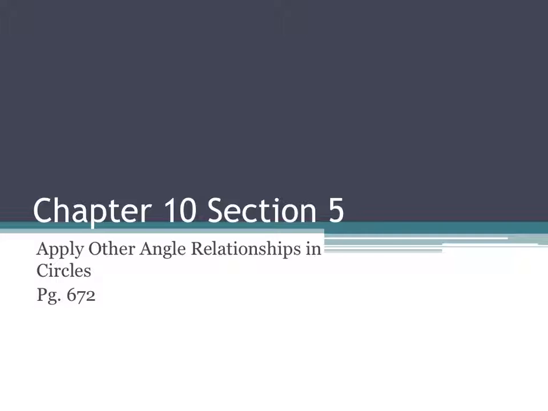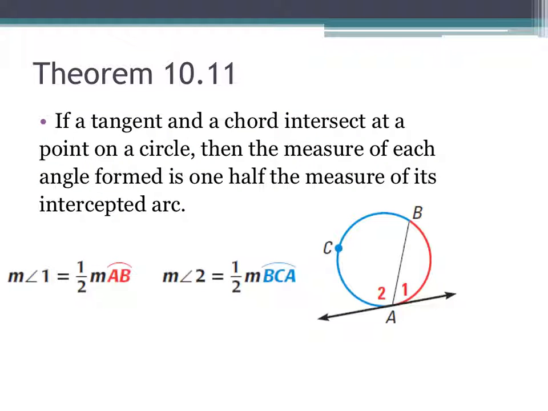Okay. So in 10.5, we're going to learn, it says apply other angle relationships in circles. So now we're going to learn, if it's not an inscribed angle or a central angle, what are other ways that we can find the measures of angles inside a circle. So this is the first one.